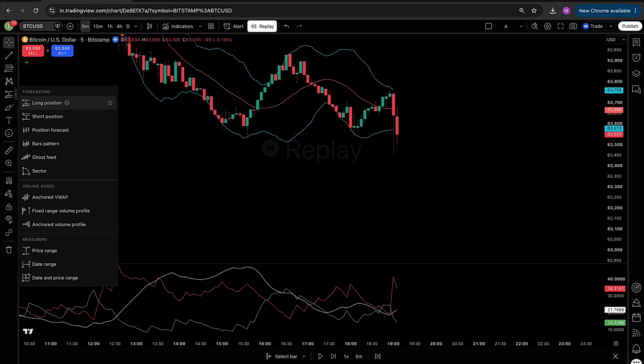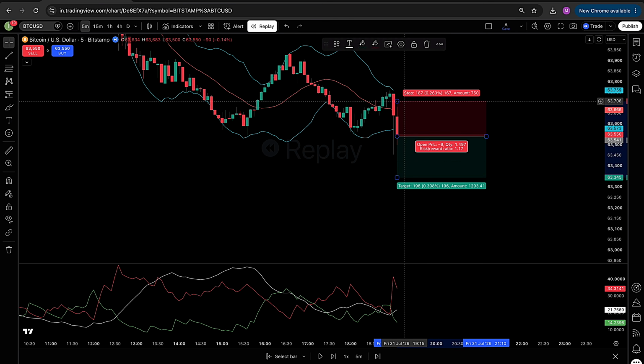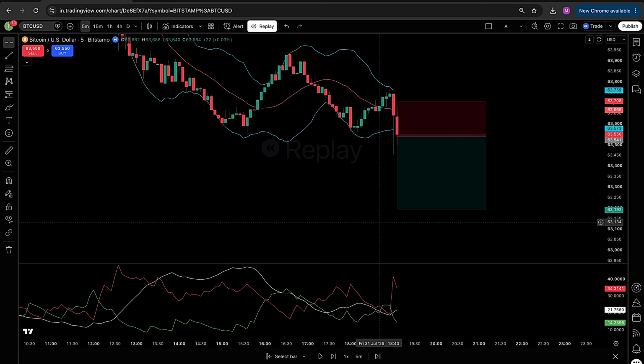So what will we do for that? Here we will take a short position on this candle. What will our stop loss be? It will be just above the high of the candle. Our first target will be 1 to 1, and after that 1 to 2.